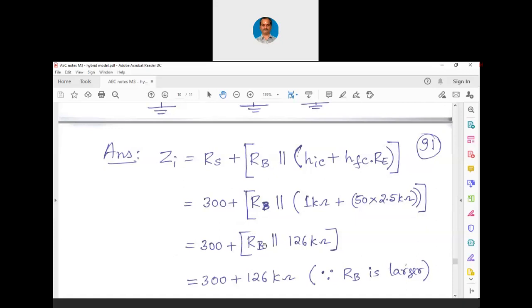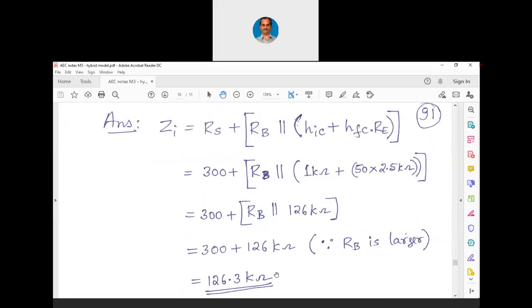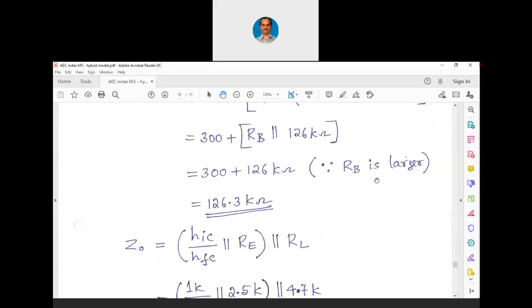That way we can say the input impedance is 300 plus 126 kilo ohms, or approximately 126 kilo ohms only, because compared to 126 kilo ohms, 300 ohms is negligible. Now this is Zi. Let us proceed with Z0. Here anyhow I have written it as 126.3 kilo ohms. 300 ohms is nothing but 0.3 kilo ohms. Let us proceed further for Z0.